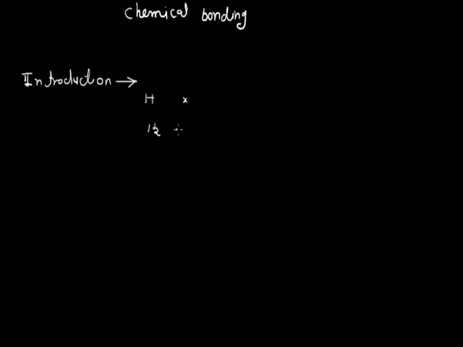Today we will discuss our new topic, that is chemical bonding. Now we will start off this topic with the introduction. As we know, pre-existence of atoms generally is not possible. For example, pre-existence of a hydrogen atom is not possible, but existence of molecules is possible. For example, H2, that is called a molecule, is possible.